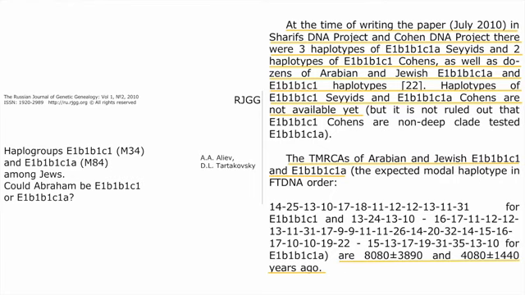At the time of writing the paper, July 2010, in the Sharif DNA Project and Cohen DNA Project, there were 3 haplotypes of E1b1b1c1a Saids and 2 haplotypes of E1b1b1c1 Cohens, as well as dozens of Arabian and Jewish E1b1c1a and E1b1c1 haplotypes. Haplotypes of E1b1c1 Saids and E1b1c1a Cohens are not yet available. The TMRCAs of Arabian and Jewish E1b1c1 and E1b1c1a are 8,080 plus or minus 3,890 and 4,080 plus or minus 1,440 years ago.